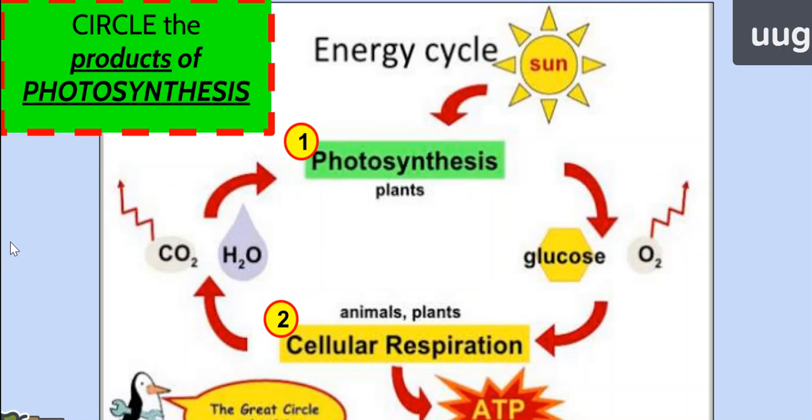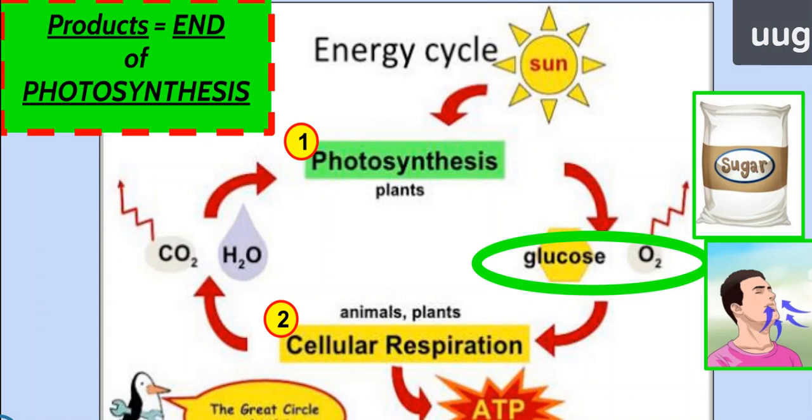Take a look at this cycle. Where are the products of photosynthesis? Remember that products are things that are released by that reaction or produced by that reaction. It's what comes out. Looking at those arrows, the arrow out of photosynthesis is sugar and oxygen. Glucose and oxygen are the products of photosynthesis.